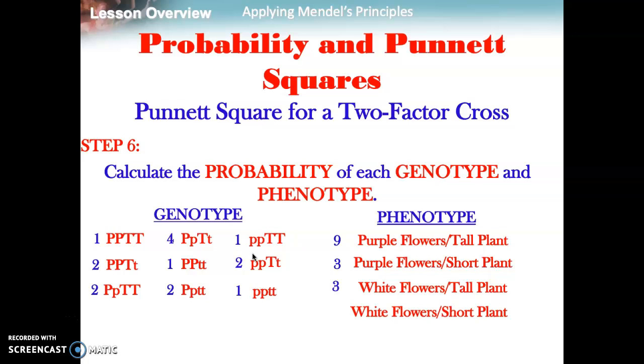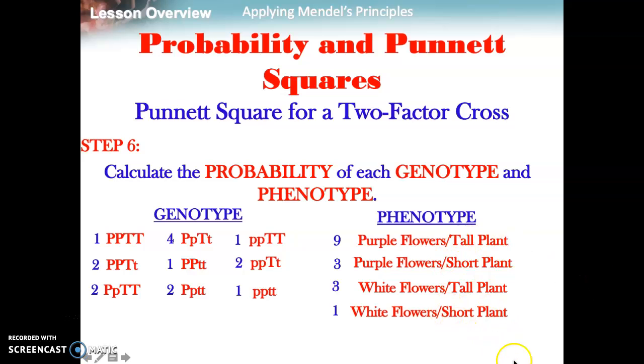Now, as I move on, white flower short plants, those are the 2 recessive traits. In other words, I have nothing but lowercase letters. I look over here and I have 1. So now all you have to do is change that into percentages for the possibility or probability of the outcome. Again, you're doing this out of 16 since there were 16 boxes in your Punnett square.